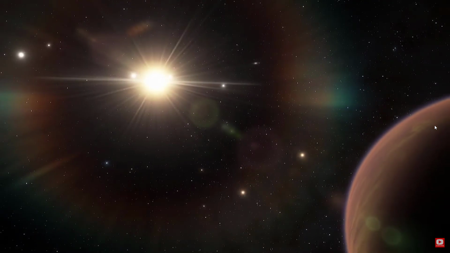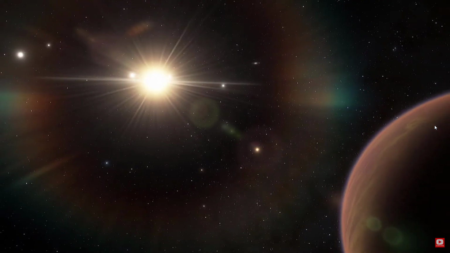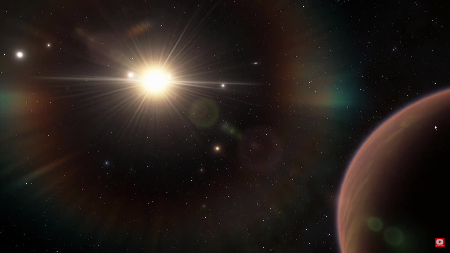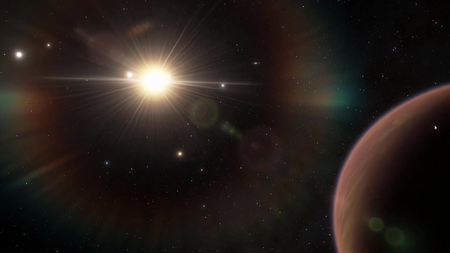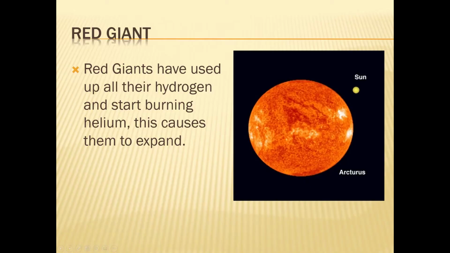This is why astronomers think red dwarfs are good sources for planets hosting life, because they are stable for such a long time. Alright, so the next kind of star is a red giant. Here you have a picture of a red giant in comparison to our Sun. So you can see that it is a much bigger star.